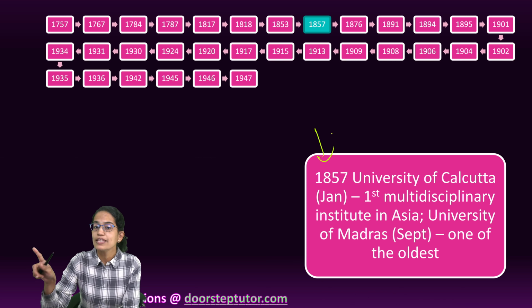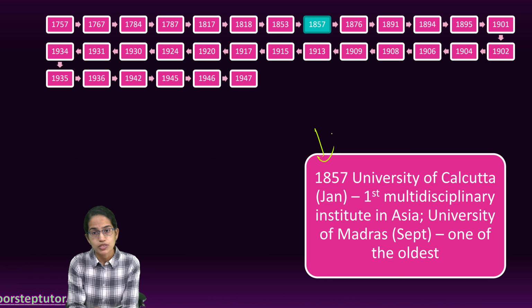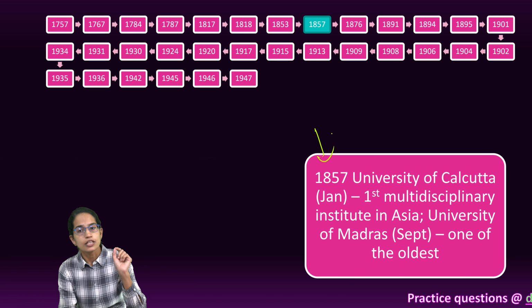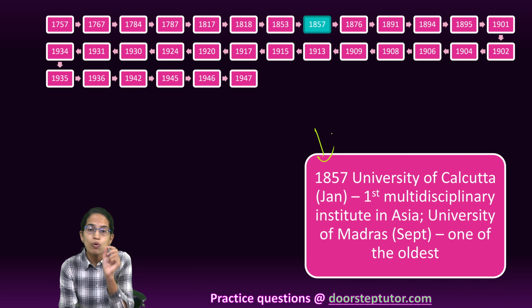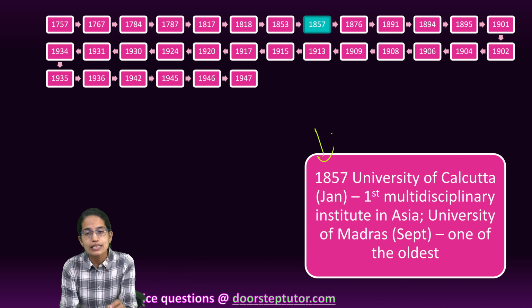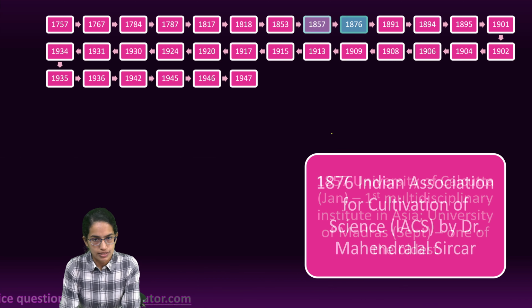Later on, in the month of September, the University of Madras was established, and the University of Madras is again one of the oldest universities. So two major universities were established. One was the University of Calcutta, followed by the University of Madras, and both of these universities laid the grounds where scientists and scholars could develop and enhance their knowledge.